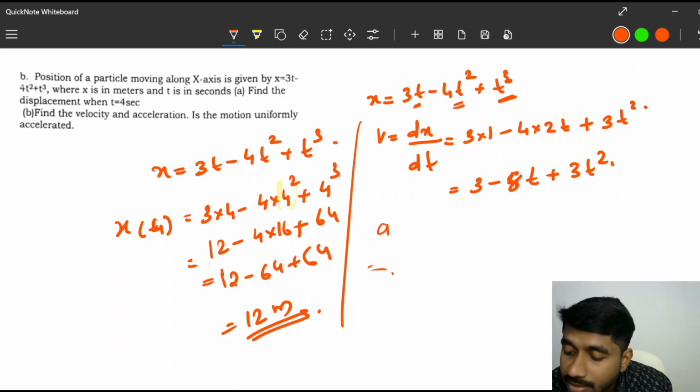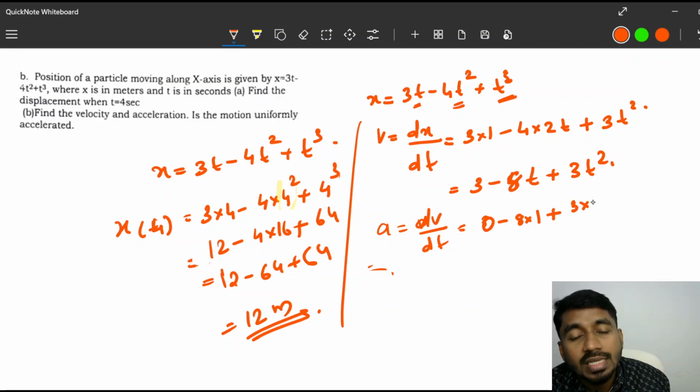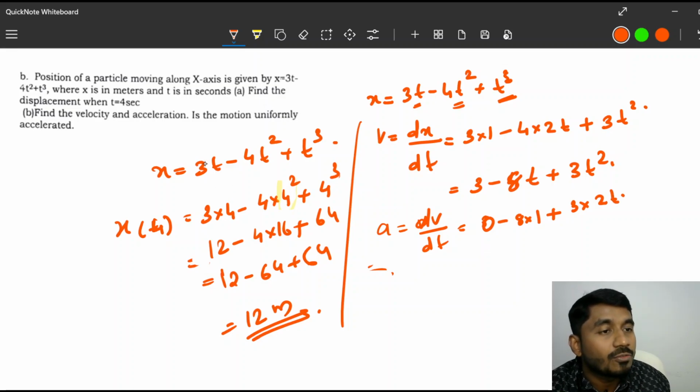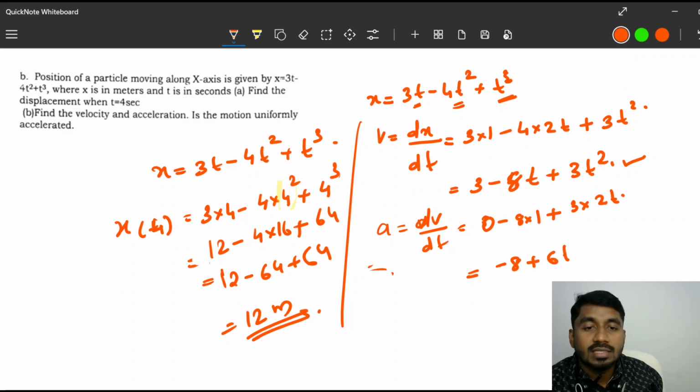You need to find the acceleration. Take the derivative of velocity with respect to time. Once again, you will get the answer 3 derivative 0, minus 8 into derivative of t is 1, plus 3 into, what is the derivative of t square? It is 2t, right? Here this is the equation for velocity, and this is the equation for acceleration. You will get it as minus 8 plus 6t.